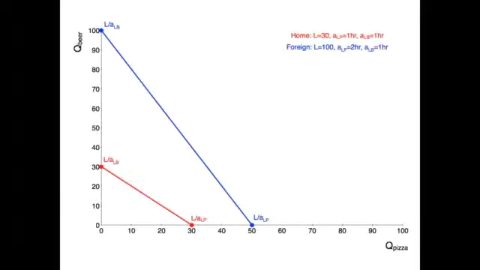And to do this, I'm going to have two production possibilities frontiers, one for a home country here in red and one for a foreign country here in blue. And let's just take a look at some of the information that we have.